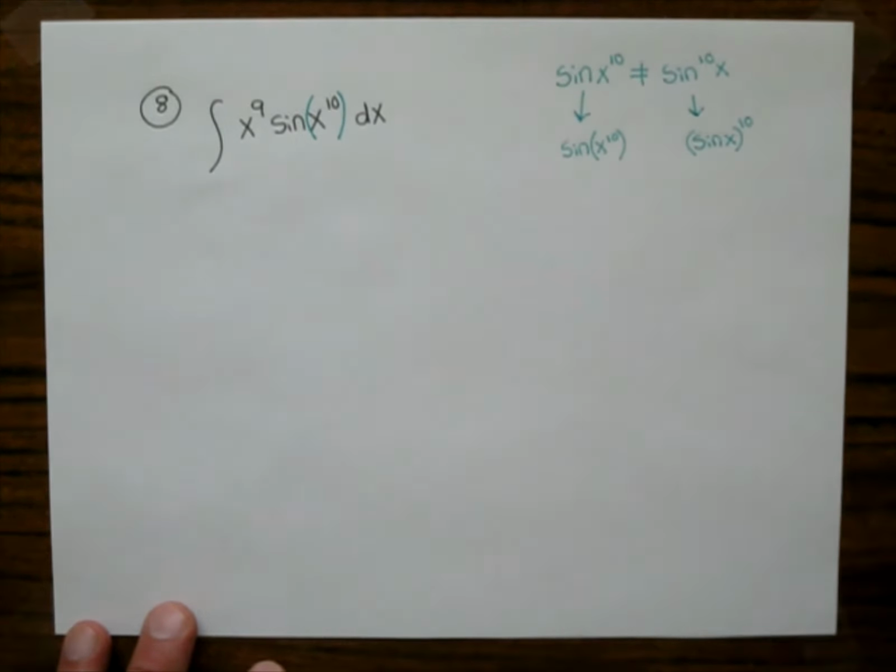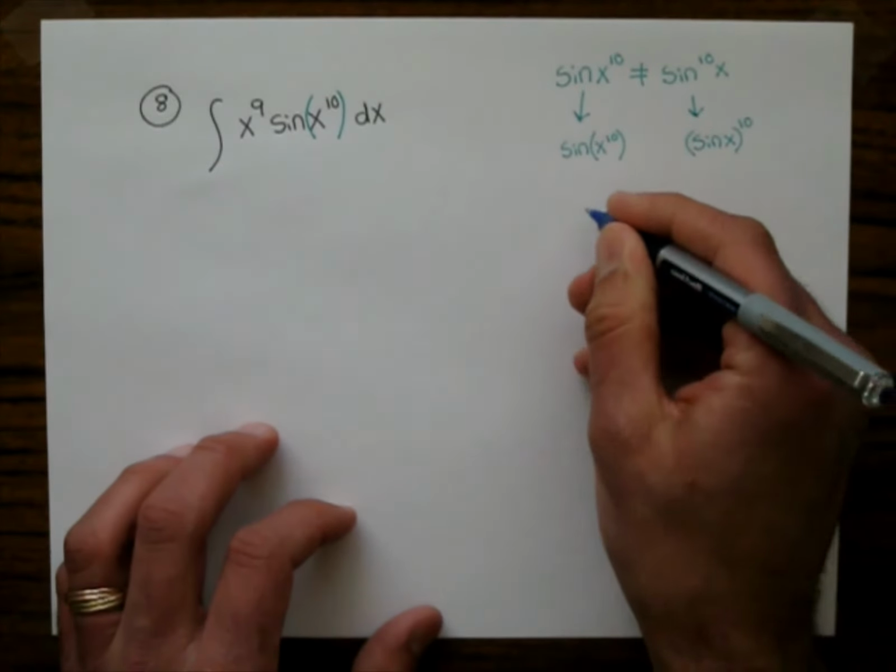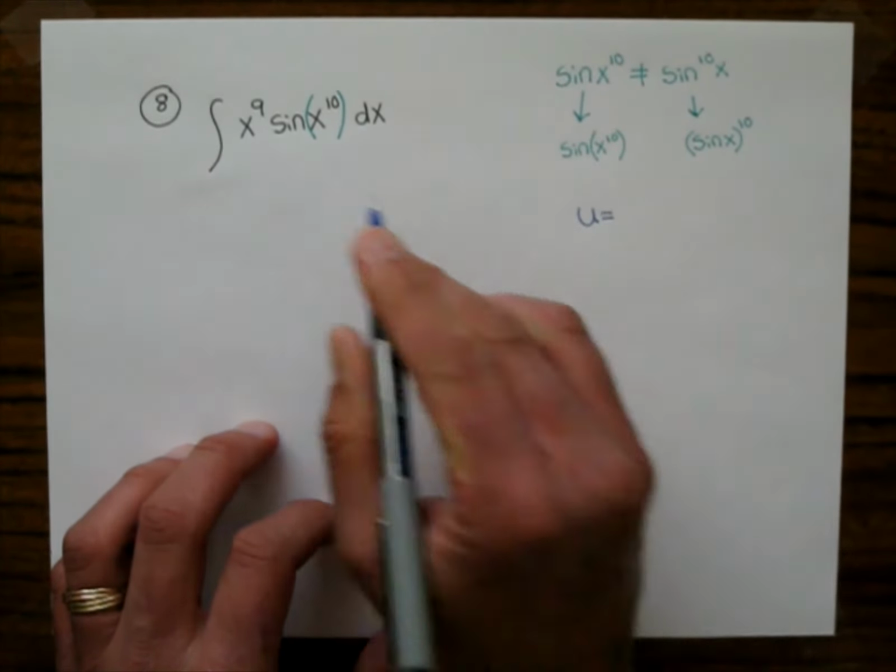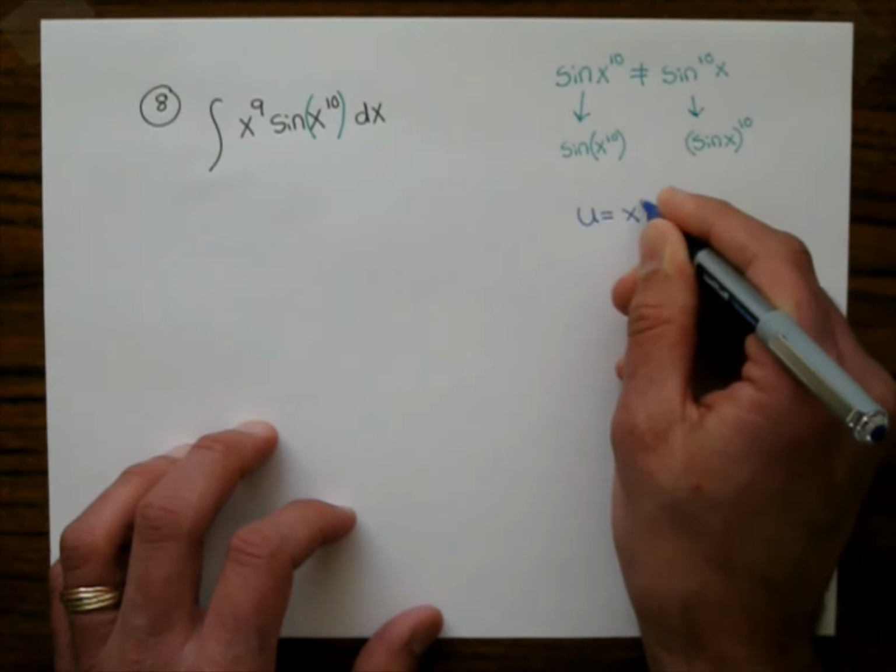So the question is, what should we make our u? What should we make our u? Well, maybe we can make it what's inside the parentheses. U equals x to the 10th.